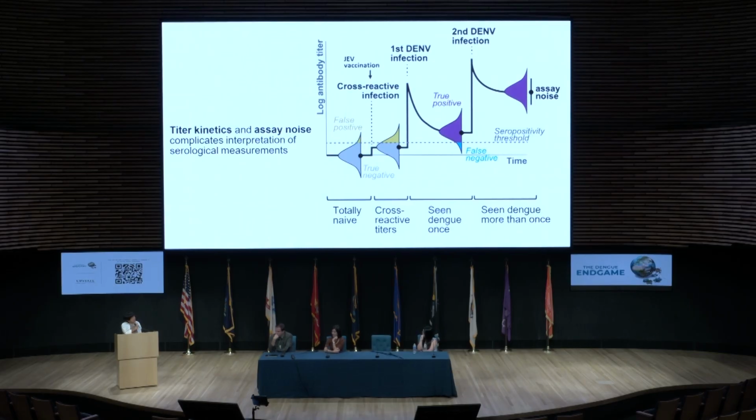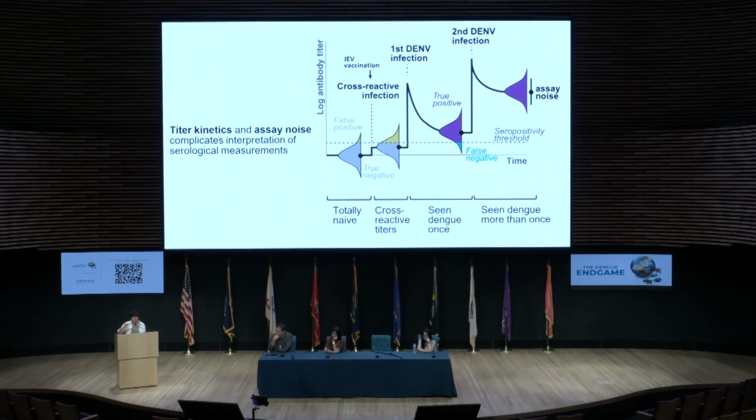And if you consider this titer kinetics of, let's say, an individual that was born into the population, in this graph I'm not including maternal antibodies, so assuming that has waned out, you have people with naive titers. And then once you get your first, let's say, cross-reactive infection or a JEV vaccine like in Thailand, then you might have this low level of titer that may turn out to be falsely positive, so that's the yellow above this threshold line.